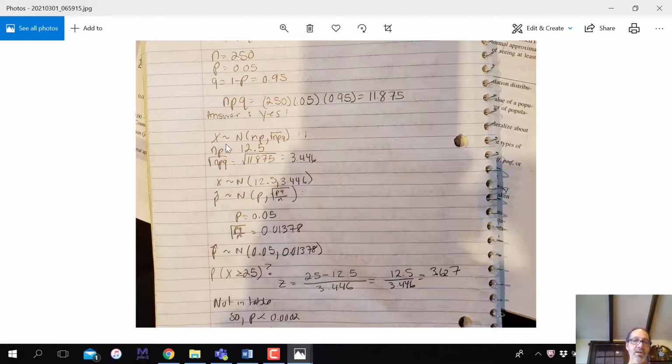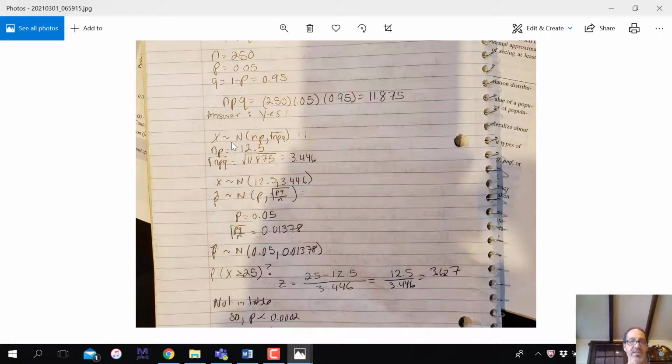So we wanted to know if the number of successes, as I showed you earlier in your textbook, we can do both the probability distribution, just the probabilities themselves, or the probability of a certain number of successes, or we can do the number of successes as being normal. And here we're asking for the number of successes.